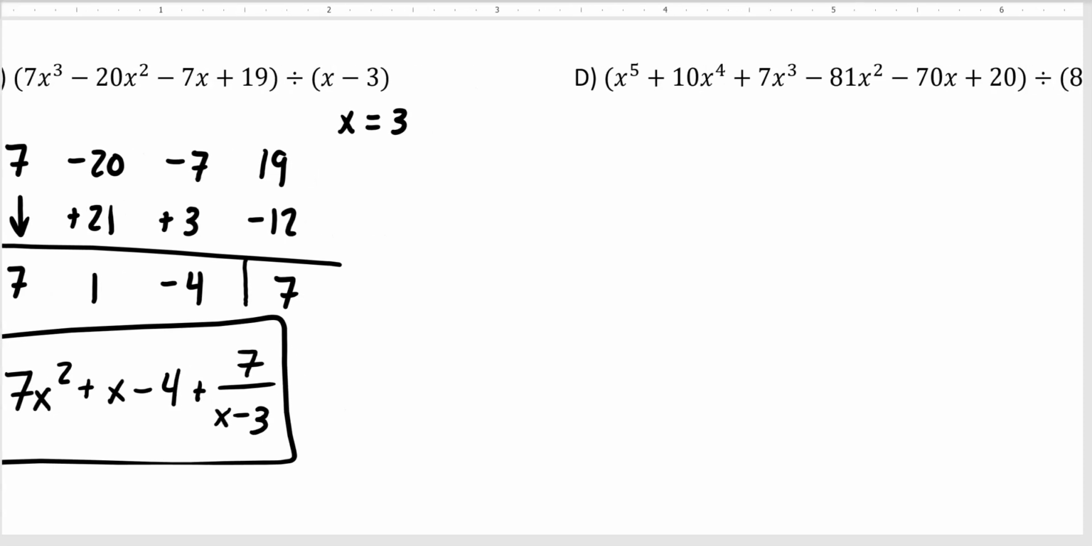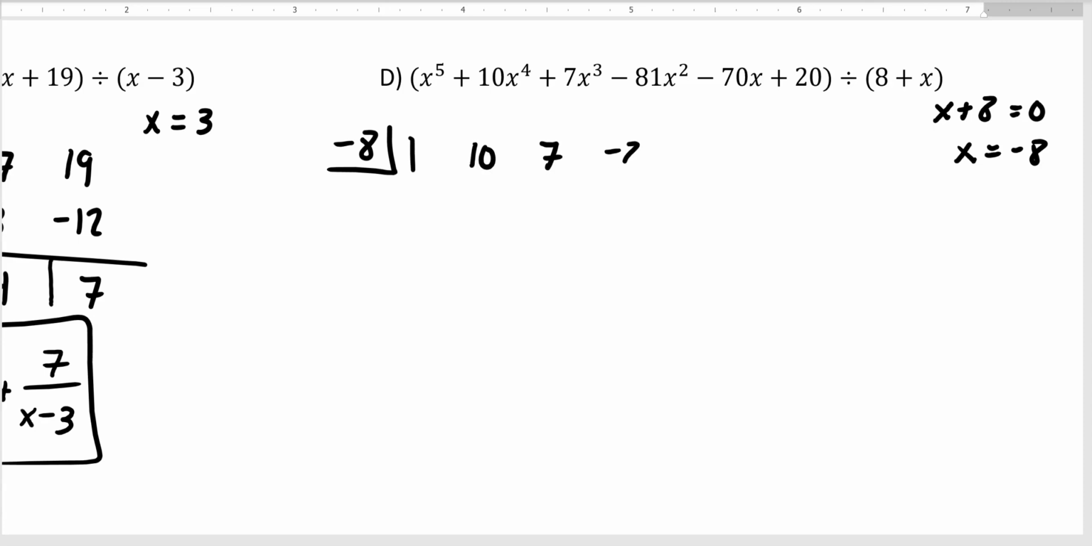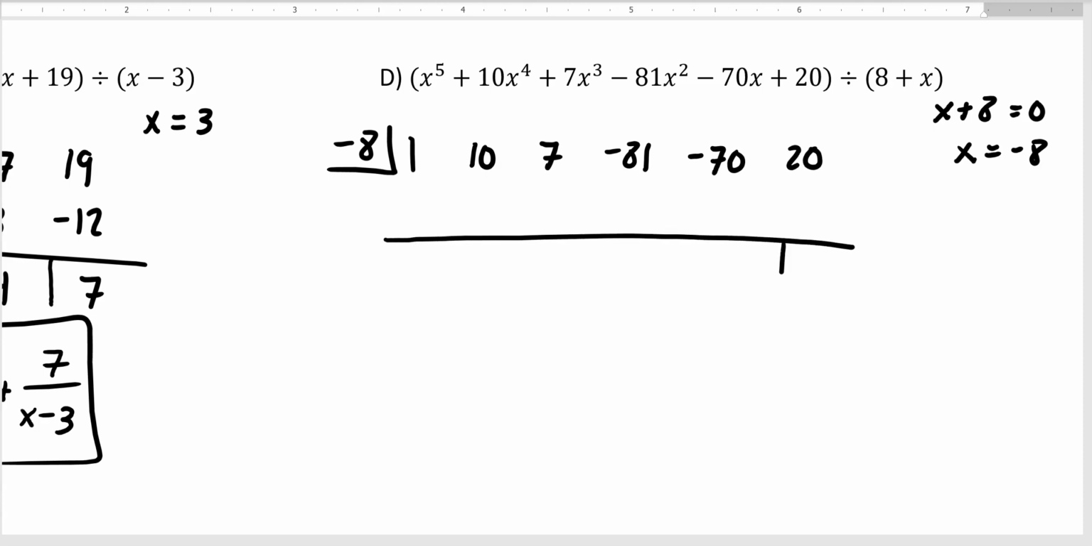All right, final one. Look at the degree on this one, a 5th degree polynomial. That's okay, we can make it work. We'd say x plus 8 equals 0, so x equals -8. That's what goes in our box here. So we have 1, 10, 7, -81, -70, and 20. Wow. So since this is a 5th degree polynomial for our dividend, our quotient will be 4th degree.